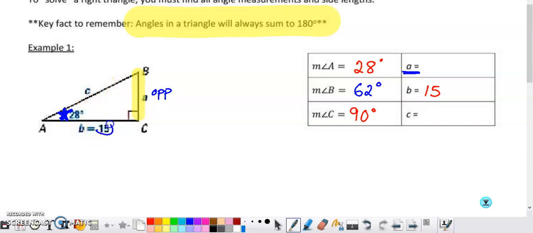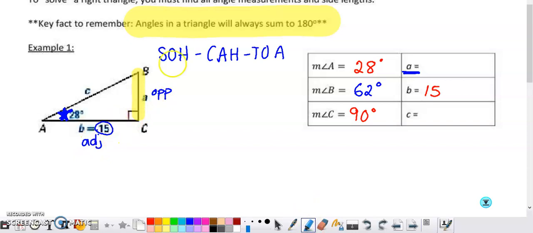We're going to use 15 because we need another number that we know. We can only solve an equation for one unknown, and right now side A is the unknown. So side B of 15 units is adjacent to the 28 degrees. So let's think about our SOHCAHTOA and decide if we are in a position of using an opposite and adjacent side.